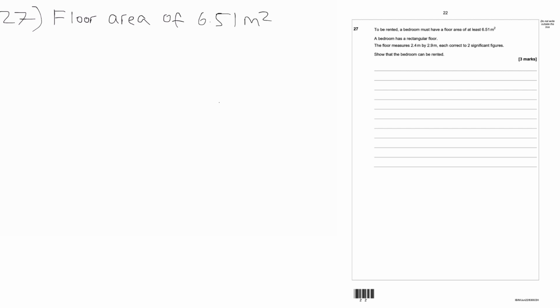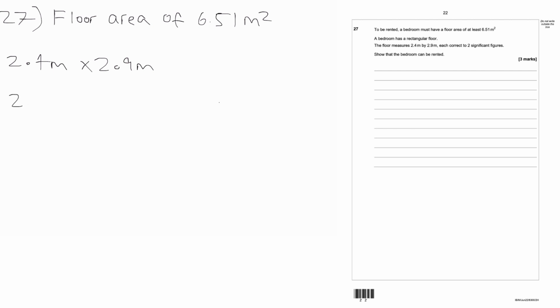For question 27, we are told that a floor must have an area of at least 6.51 meters squared to be rented, and we're told that we have a bedroom which has a rectangular floor with dimensions 2.4 meters by 2.9 meters, and both of these are correct to two significant figures. So what this means, and the way we're going to approach this, is we want to take the lowest value that these could be.